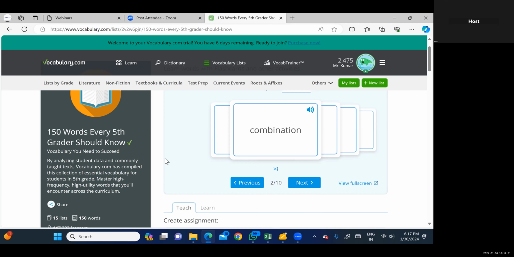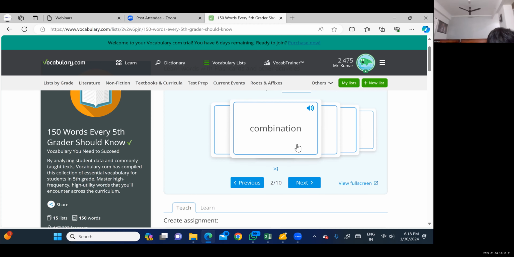Rivansh, say combination. Yes, better. You have to elongate this pronunciation. Combination. Yes. Okay, Ayan, say combination. Yes. Sanvika, say combination. Aditya. Combination. What is the meaning of combination?